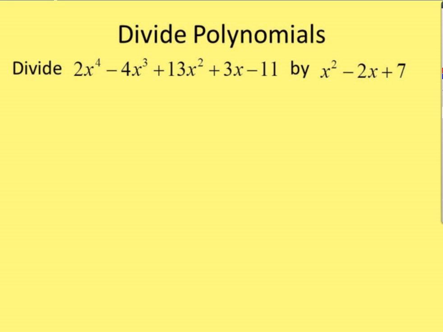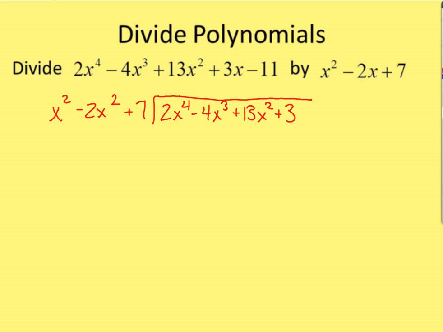Let's do one more. There were no missing exponents in our descending order, so we didn't have to add any zeros. Now this time, we're going to see what we need to multiply x squared by to make it 2x to the 4th. I would need to multiply that by a 2x squared. 2x squared times x squared is going to give me 2x to the 4th.